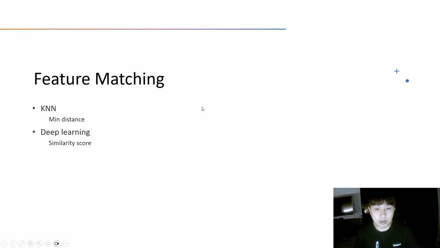So maybe the feature matching we used before uses KNN to compute the distance. Maybe I will try to combine this MatchNet to get some similarity score, to learn a similarity score.